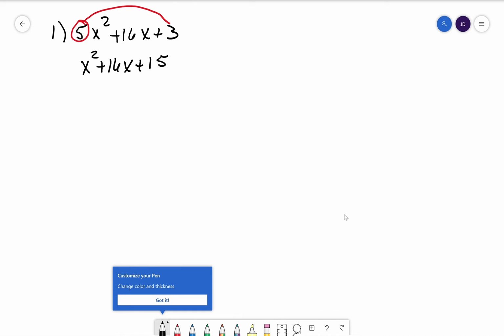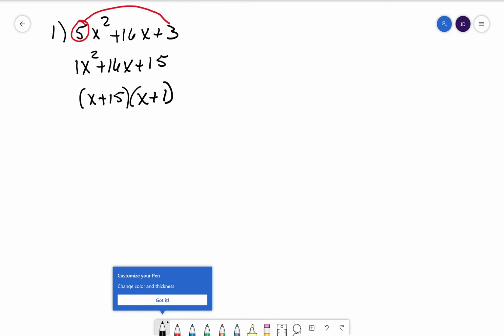Now, this we've already done. We've already factored quadratics where the leading coefficient is 1, because there's a 1 right there, right? So we've already done this. So this is going to be x plus 15 times x plus 1.